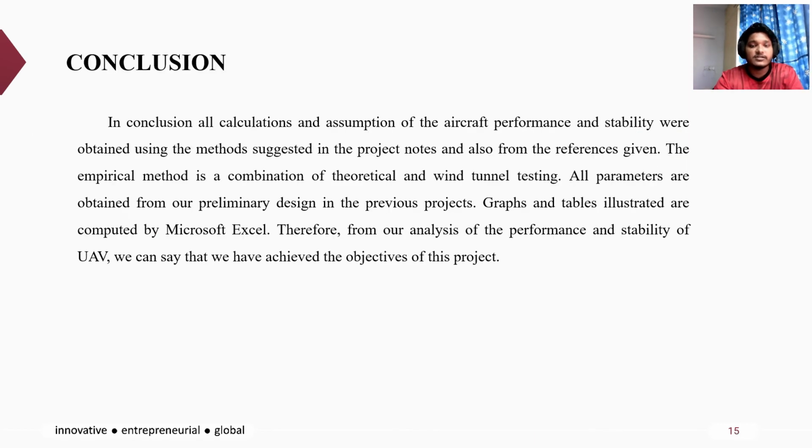In conclusion, all calculations and assumptions of the aircraft performance and stability were obtained using the methods suggested in the project notes and also from the references given. The empirical method is a combination of theoretical and wind tunnel testing. All parameters are obtained from our preliminary design. In the previous project, graphs and tables illustrated were computed by Microsoft Excel. Therefore, from our analysis of the performance and stability of the UAV, we can say that we have achieved the objective of this project. Thank you.